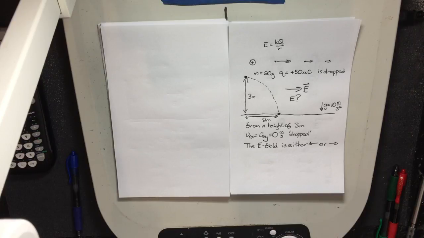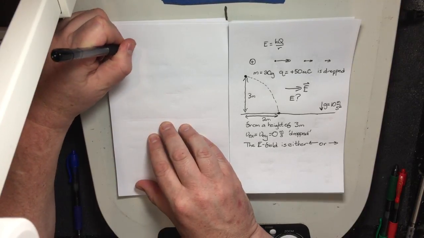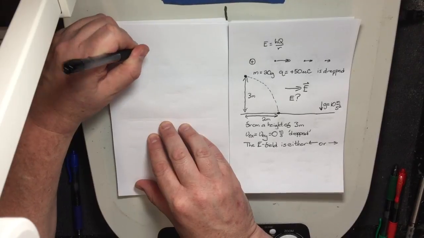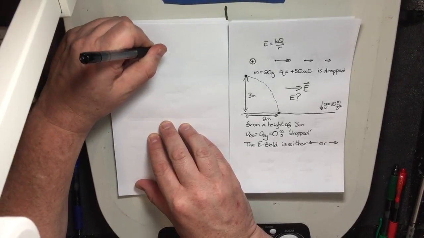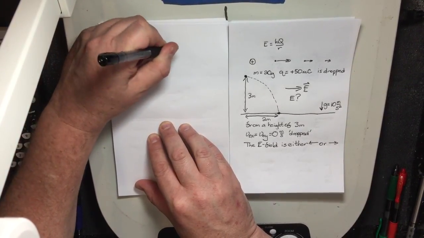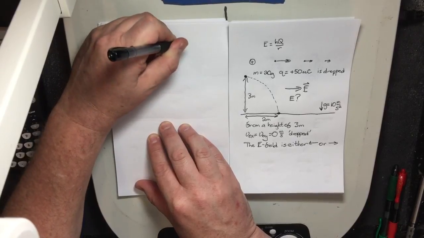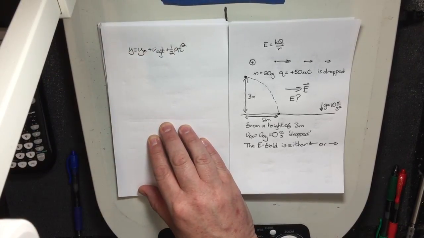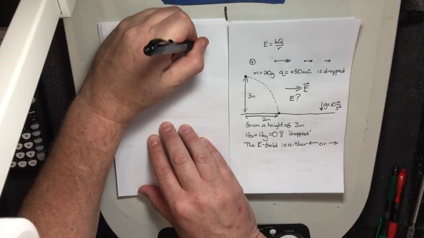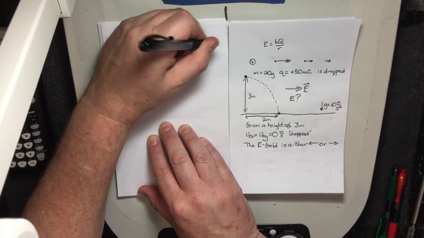So, in the vertical, what is the only force acting on that object? Gravity. So we have a standard y equals y naught plus v naught y t plus 1/2 a t squared, where the acceleration is -10.